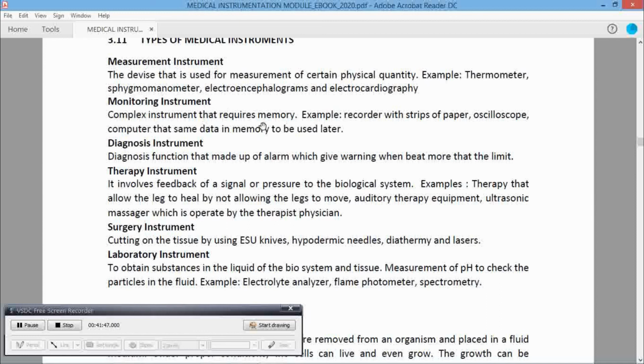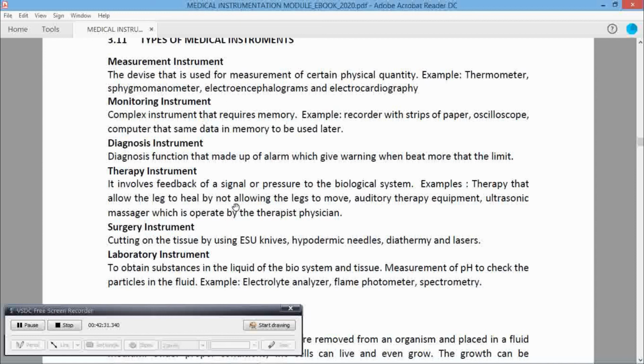Complex instrument that requires memory. Why? Because it's monitoring. Monitoring means that we will do the monitoring for the patient maybe in hours time or in days time. Example, recorders with strips of papers, oscilloscope, computers, that save data in memory to be used later, so that you can always come back to re-evaluate the data. So this is the type called monitoring instrument. Diagnosis instrument, function that made up of alarm which give warning when beat more than the limit. This one is straightforward.